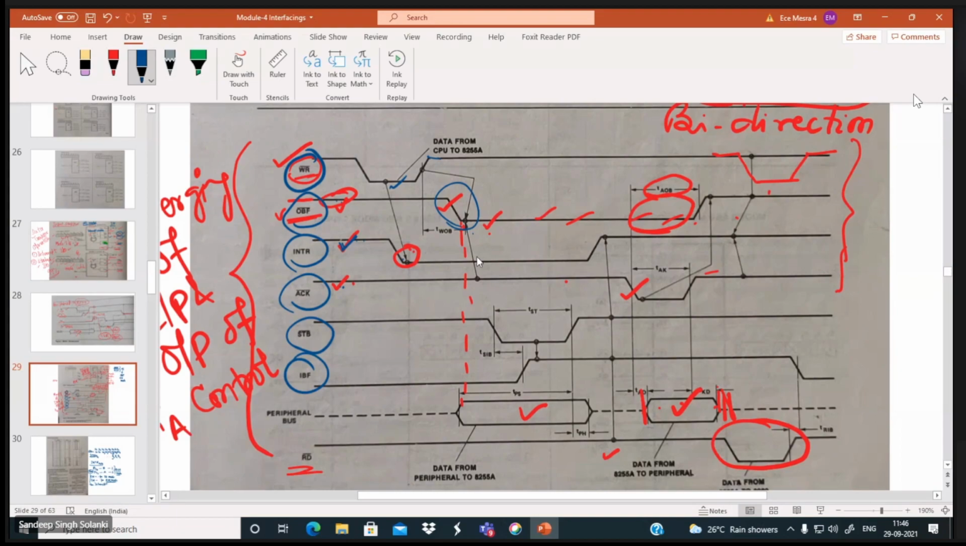Sir, OBF means the data has been written on the port, the next 8255. Yes, okay? So this OBF is going where? I have just shown you, to the IBF, isn't it? Yes, sir. And you will be remembering that this acknowledge and strobe also I have mentioned.